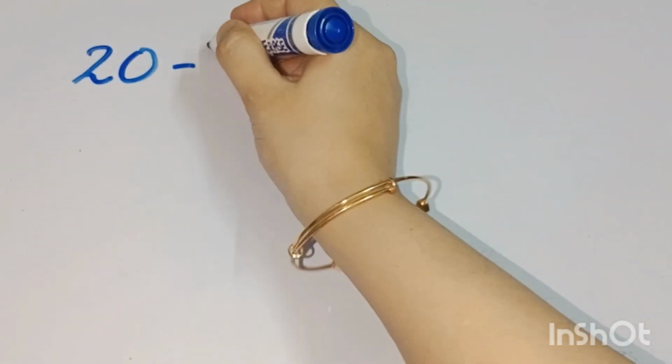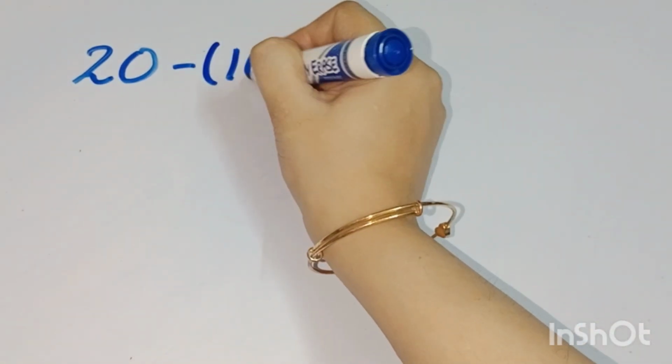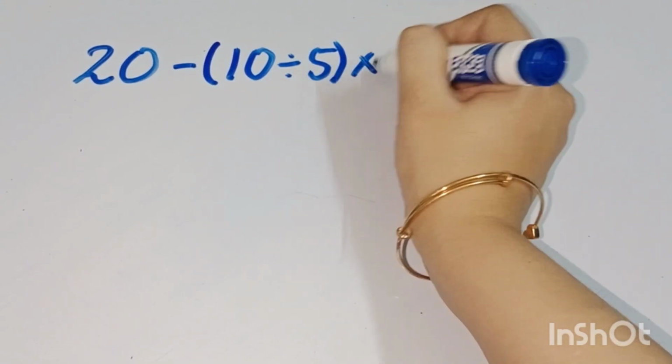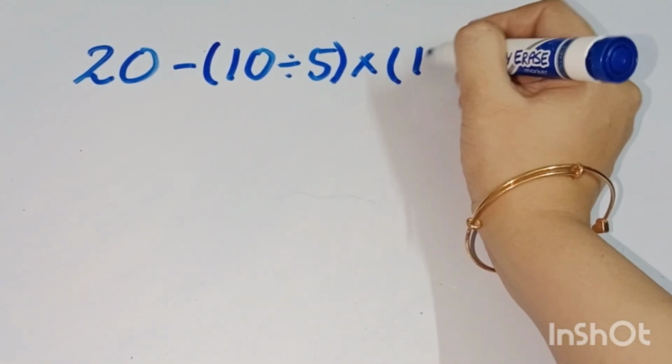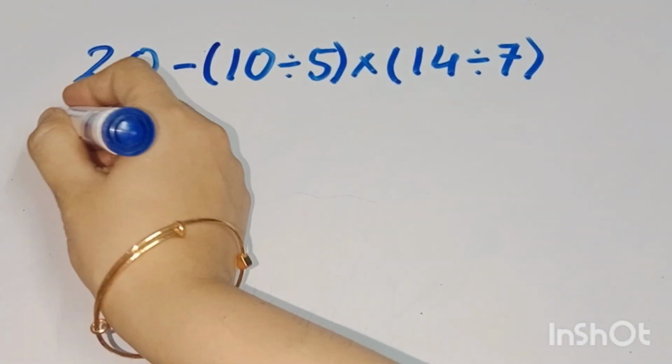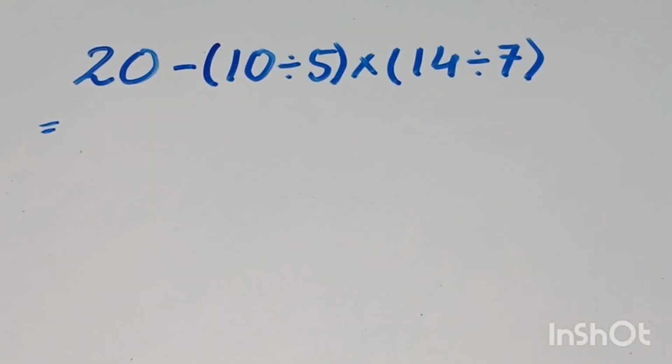20 minus bracket start 10 divided by 5 bracket close multiply again bracket 14 divided by 7 bracket close. So what should we do in this puzzle? Very interesting and easy puzzle.